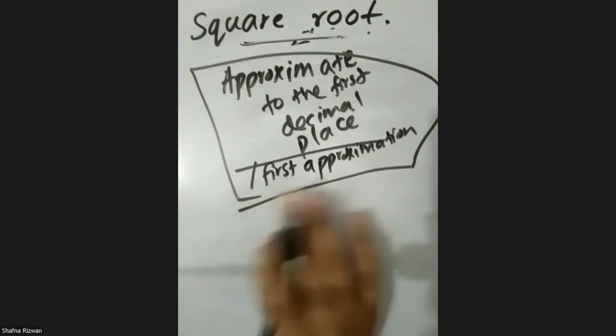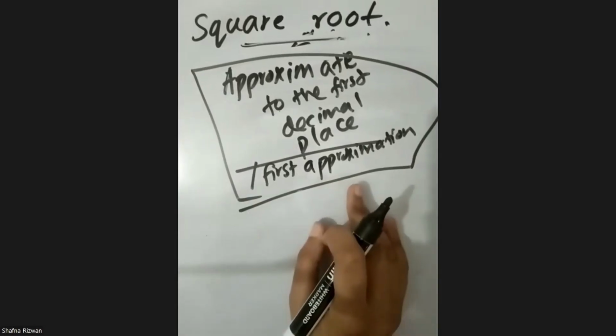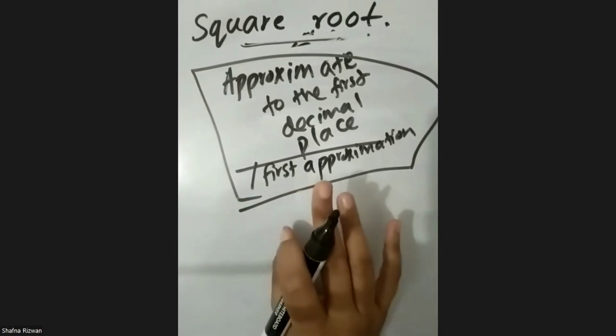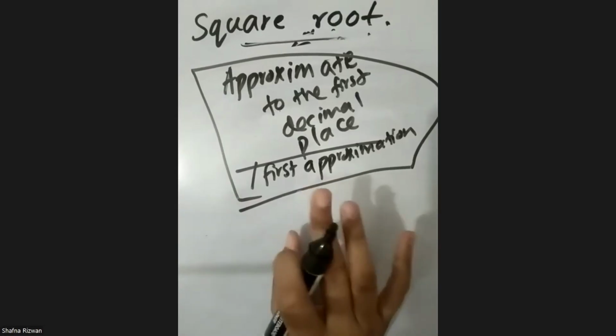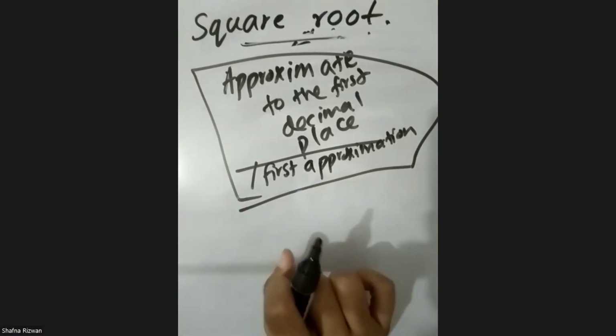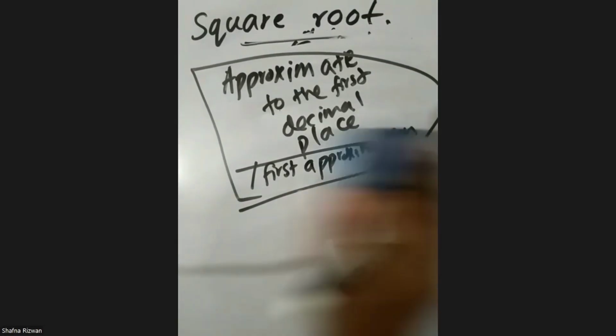But don't think about it now. How are we going to do it? What is this approximate to the first decimal place? Don't think. While I am explaining, I will get to this point. Now we are going to find the square root according to this method only. Remember that. Now for an example.